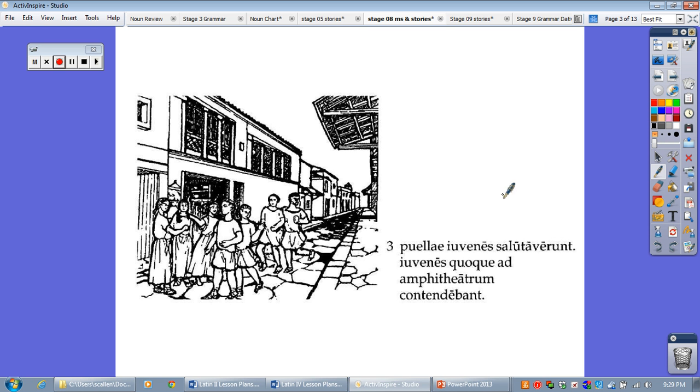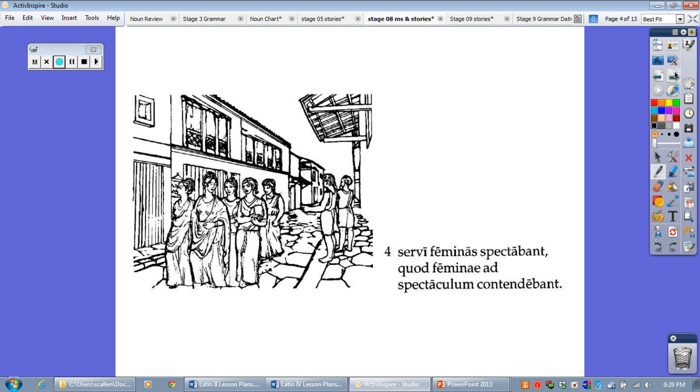Let's see. Puellae iuvenes salutaverunt. Here we have another example. Iuvenes quoque ad amphitheatrum contendebant, where you've got iuvenes used in both sentences, but in different ways. In the first one, puellae would be the subject, the girls. It's the first word. The girls praised the young men. So they are accusative, direct object. They are receiving the praise. Okay. In the second sentence, though, the young men would be the subject. They are also hurrying to the amphitheater. And so on and so forth.